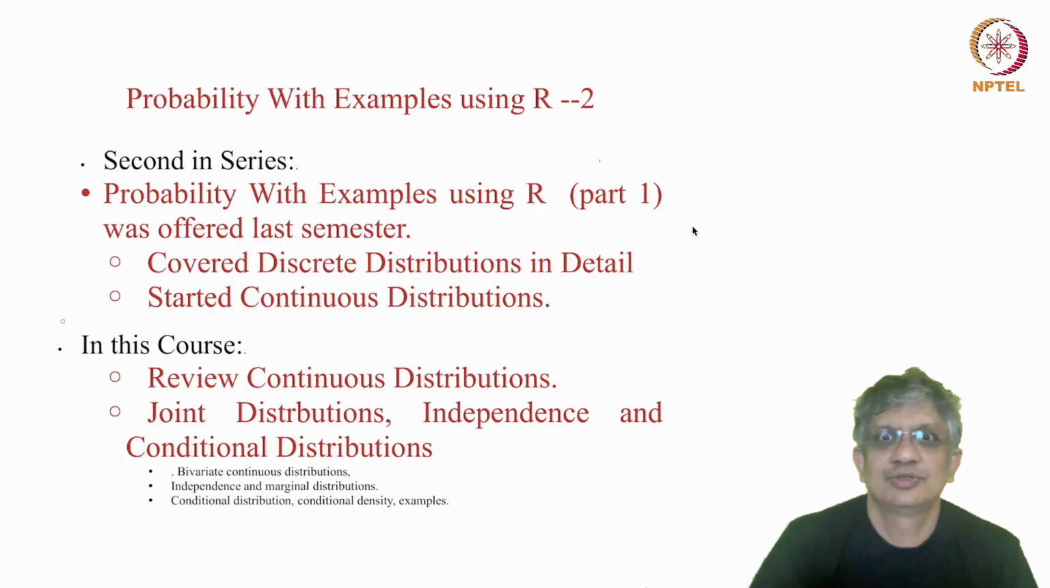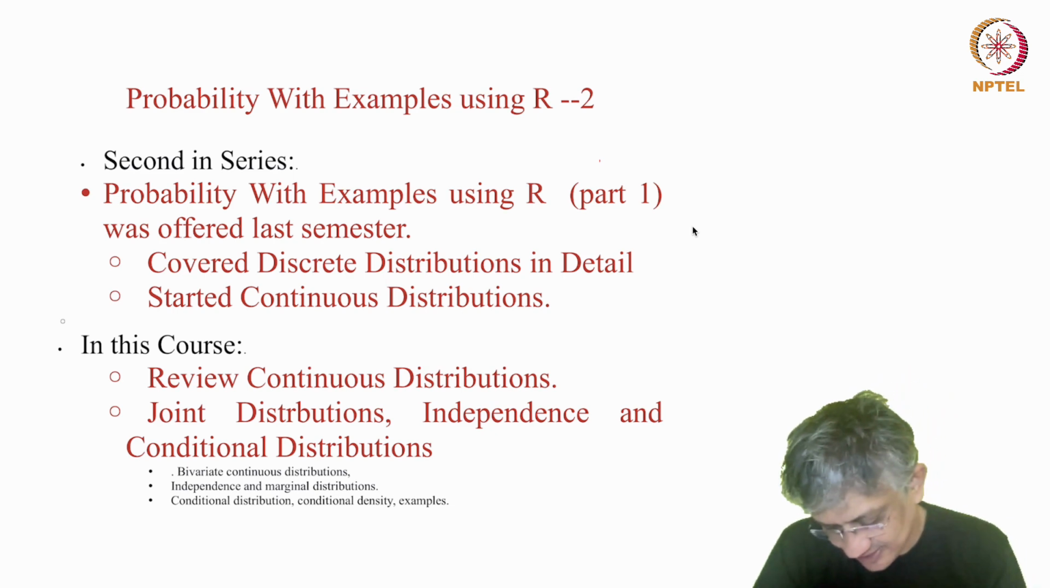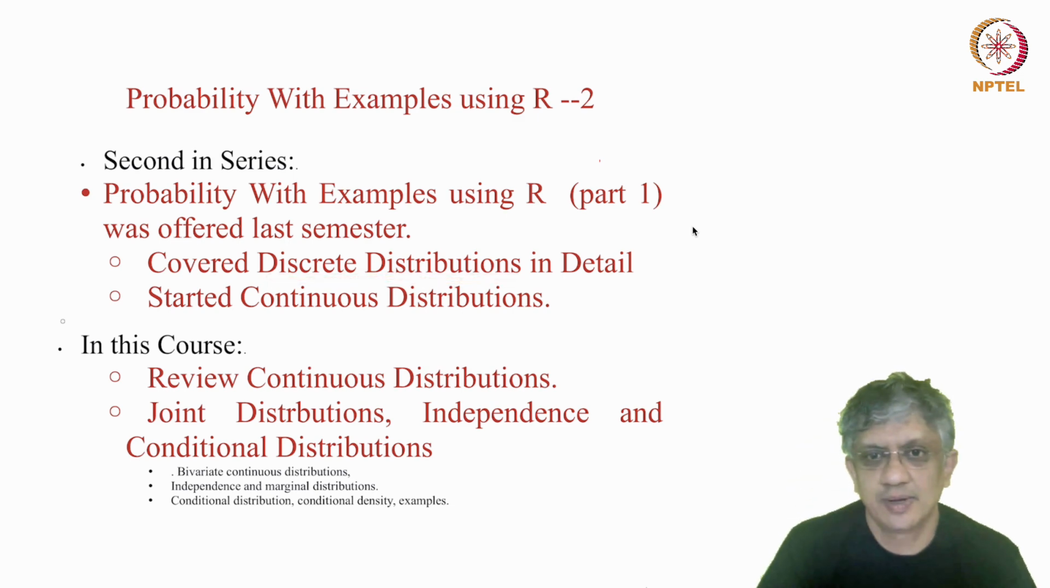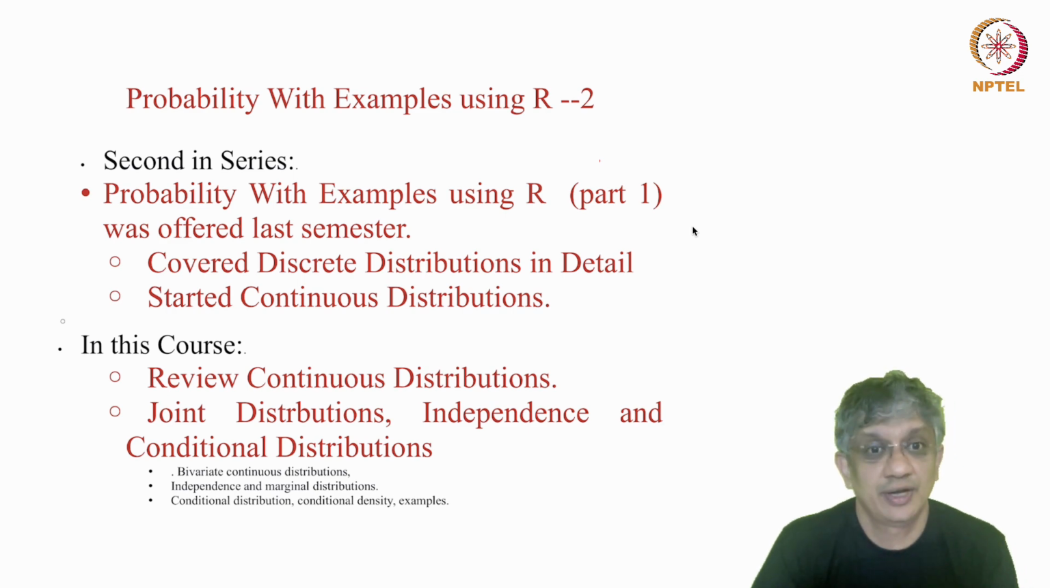Welcome to the second course in probability with examples using R. This is the second part in the series. In the first part we studied discrete distributions. We covered them in detail. We understood their probability mass function, their expectation, and variance. We understood how they relate to each other.